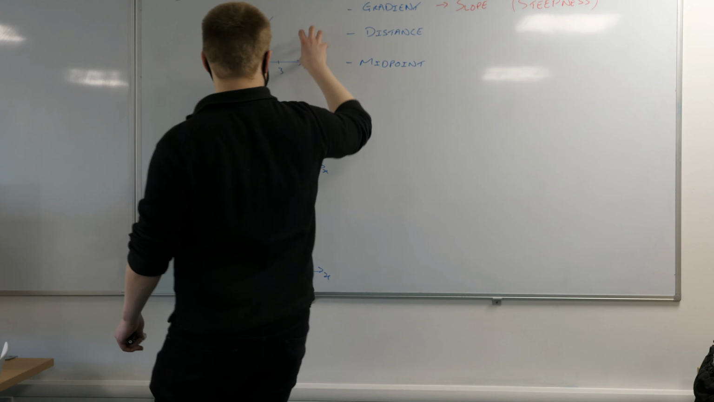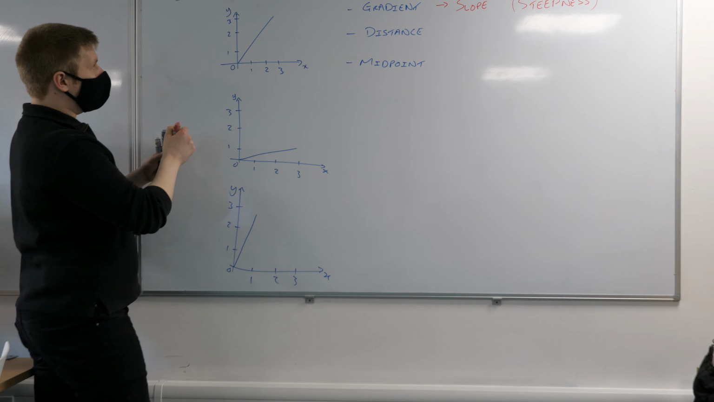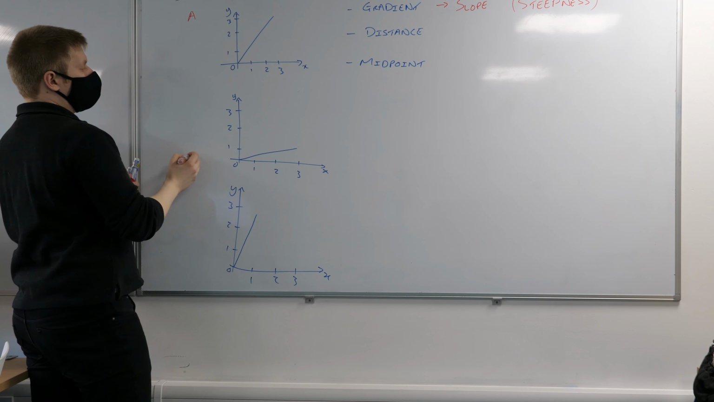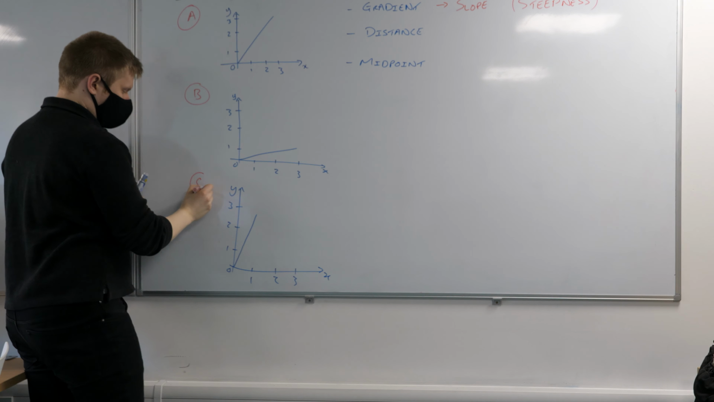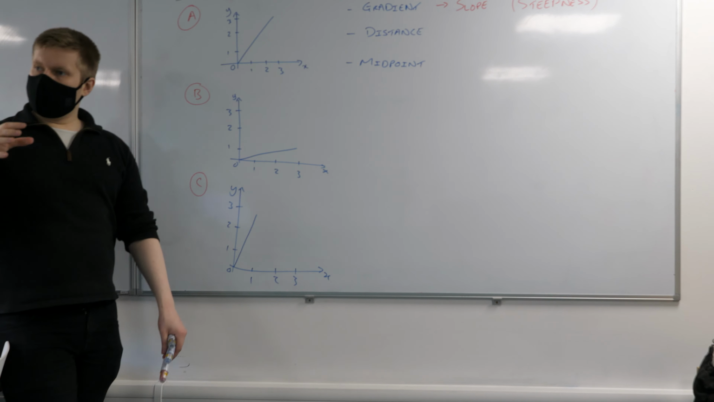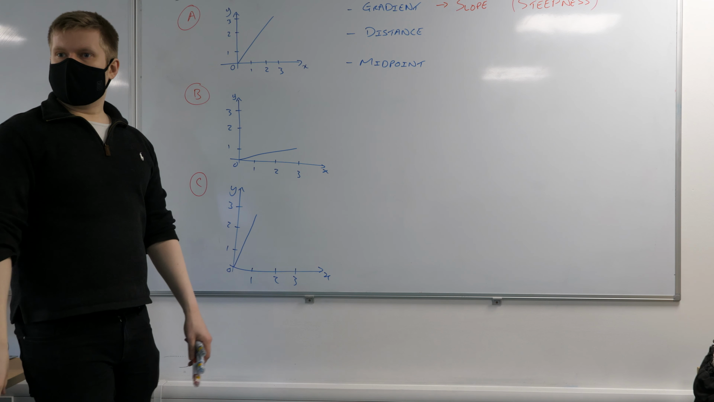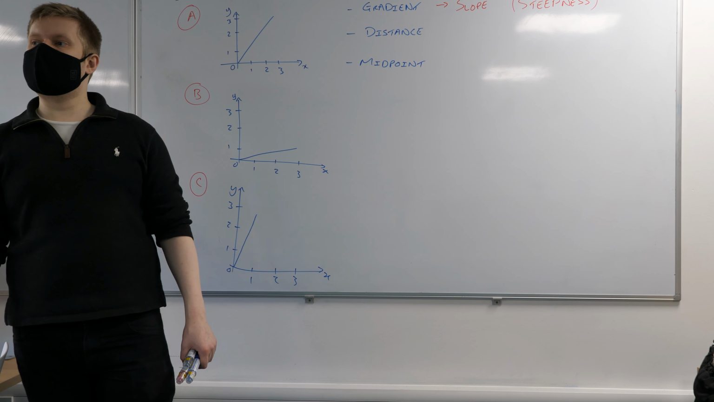So I've basically drawn 3 different lines on a set of coordinate axes. Now actually let's give it a name. So let's say that this is line A, this is line B, and this is line C. Can you tell me which line is steeper?